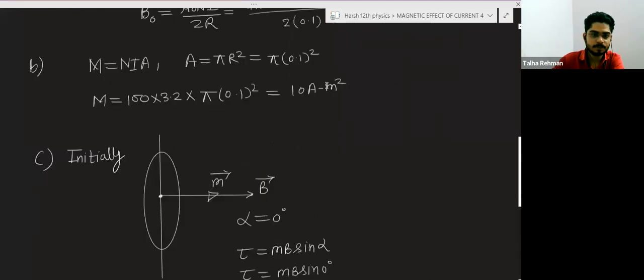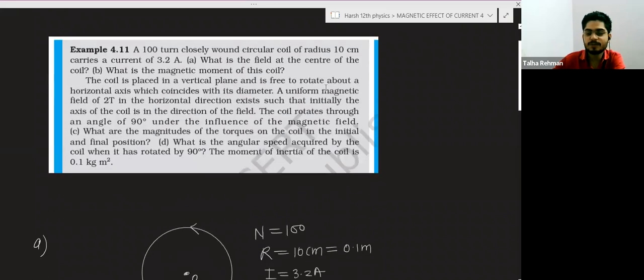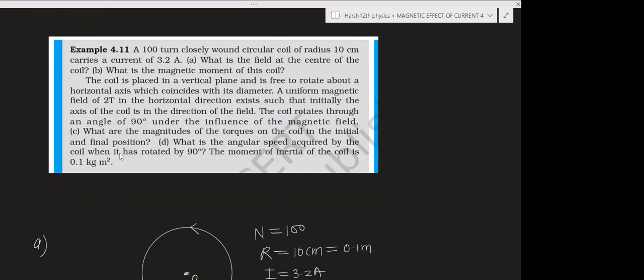The last part is related to the rotational motion of 11th class. They are asking in the D part, what is the angular speed acquired by the coil when the coil is rotated by 90 degrees? Moment of inertia is given as 0.1 kg meter square.